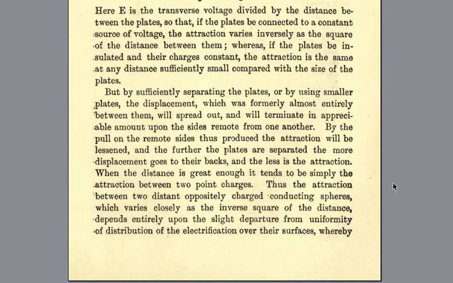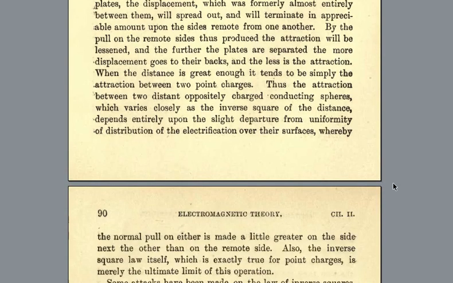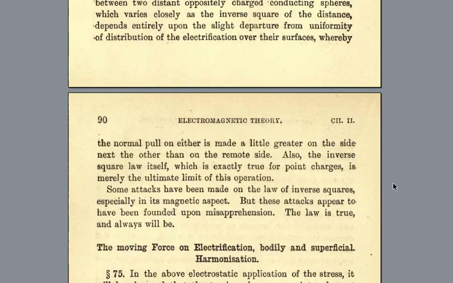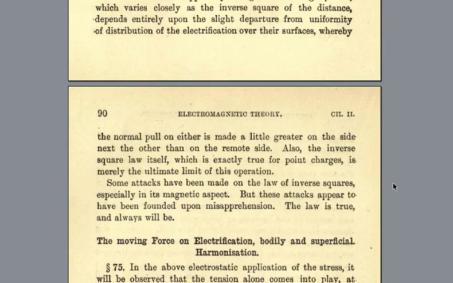Thus, the attraction between two distant, oppositely charged conducting spheres, which varies closely as the inverse square of the distance, depends entirely upon the slight departure from uniformity of distribution of the electrification over their surfaces, whereby the normal pull on either is made a little greater on the side next to the other than on the remote side. Also, the inverse square law itself, which is exactly true for point charges, is merely the ultimate limit of this operation. Some attacks have been made on the law of inverse squares, especially in its magnetic aspect. But these attacks appear to have been founded upon misapprehension. The law is true and always will be.